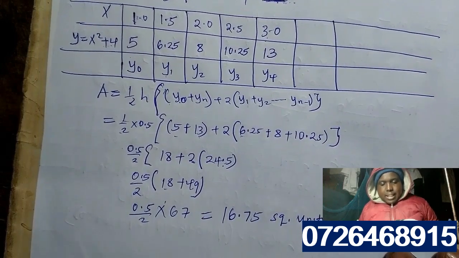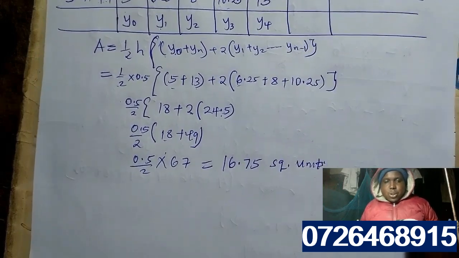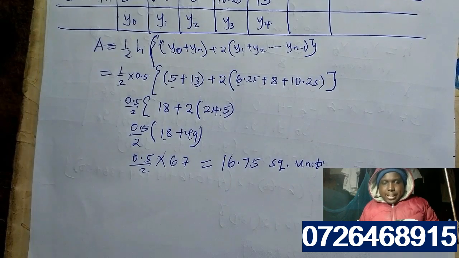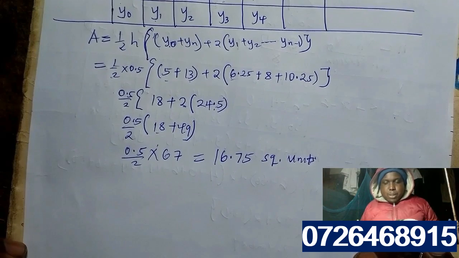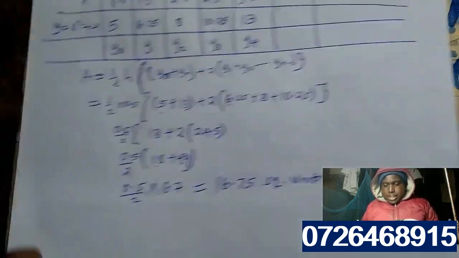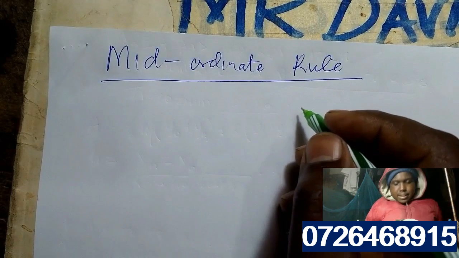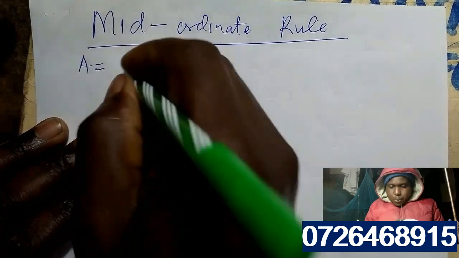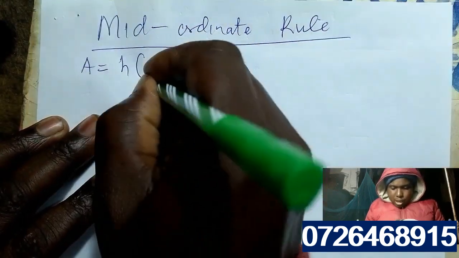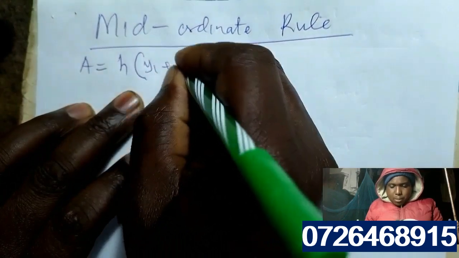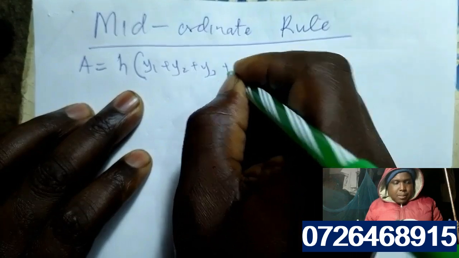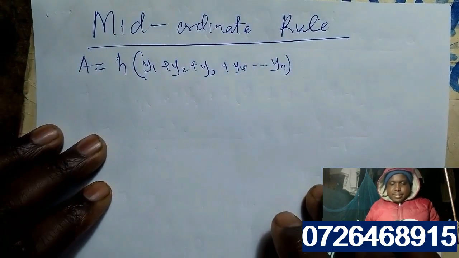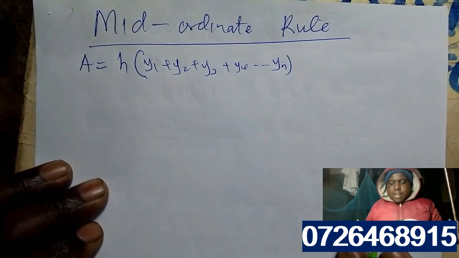Let me take you through the mid-ordinate rule. It is the same thing. Once you have understood this one, the mid-ordinate rule is the simplest. One example for the mid-ordinate rule. Area is equal to h, there is no half for the mid-ordinate rule, times y1 plus y2 plus y3 plus y4 all the way to yn. As simple as that.